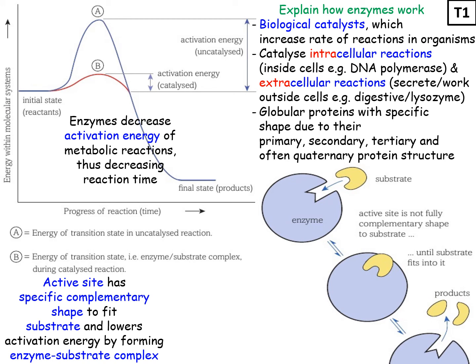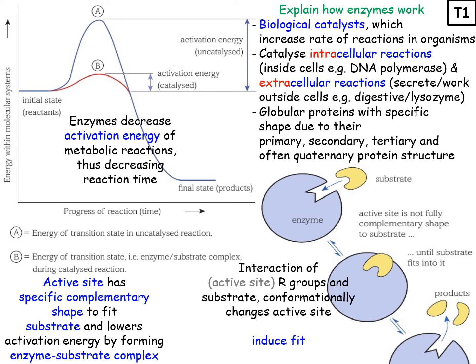In GCSE, you learned about the lock and key theory, but in A level, we learn about a slightly different idea called the induced fit theory or the induced fit model. In this case, there's an interaction between the enzyme active site's R group and the substrate, which conformationally changes the active site shape. And when it does that, this induced fits the substrate binding into the enzyme's active site to form the enzyme substrate complex.